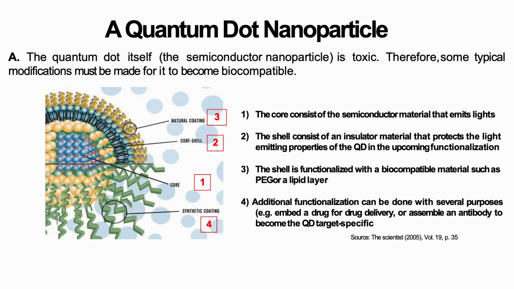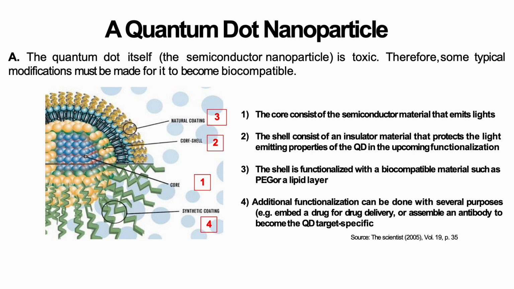And then number three, this is the coating. The shell is functionalized with a biocompatible material such as PEG, which is a lipid layer. We can also make lipid bilayers in a lab. It's something very, very simple to do. And by doing this, of course, we can also reconstruct a membrane that is not exactly the same, but similar to the cell membranes as well.